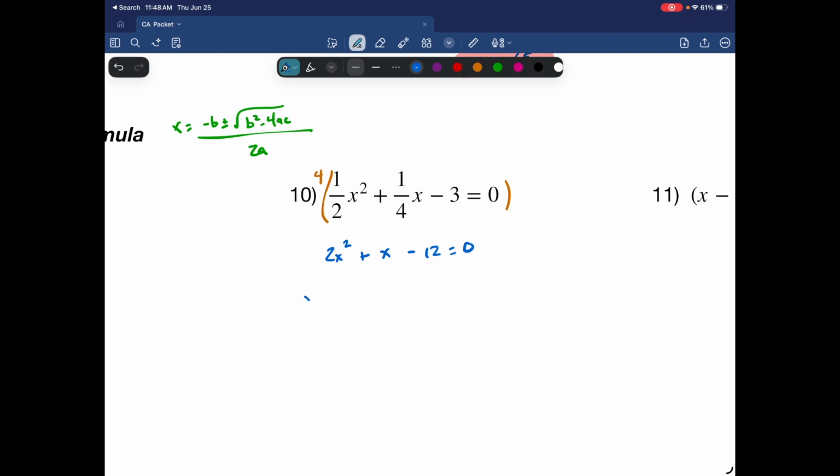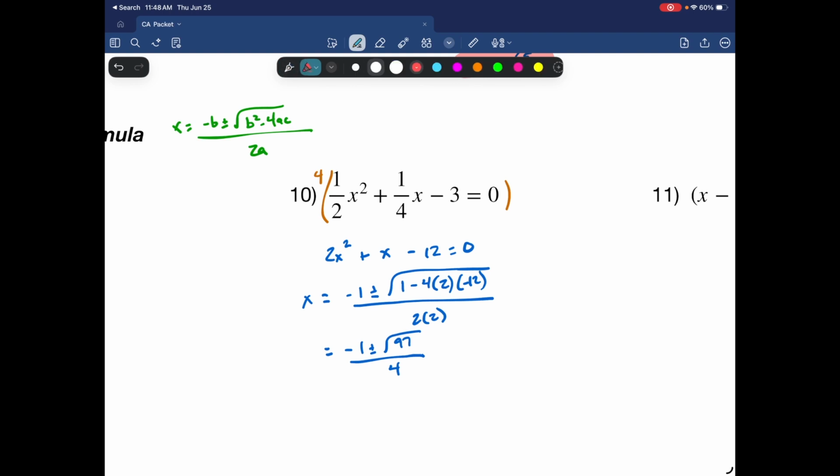And I just set up my quadratic formula. So this is going to be opposite b, so -1 plus or minus square root. b squared is 1 minus 4ac, so 2 and -12, all over 2a. 2a is 2, so that's 2 times 2. Let's see, -1 plus or minus square root. 4 times 2 is 8. 8 times 12 is 96, so it's going to be square root of 97 all over 4. And you can't break 97 down any further, so this is my answer.